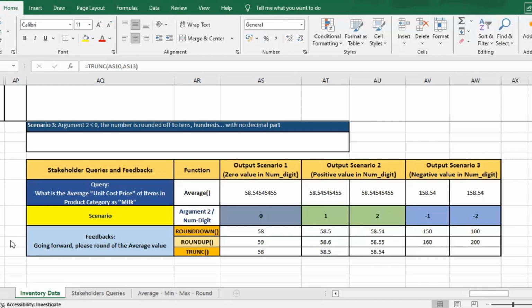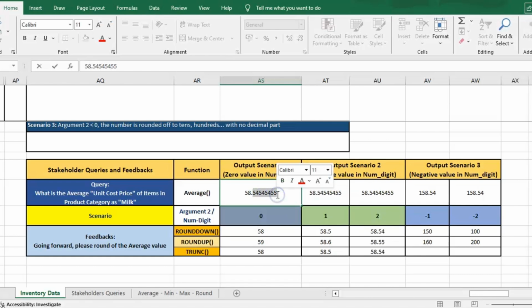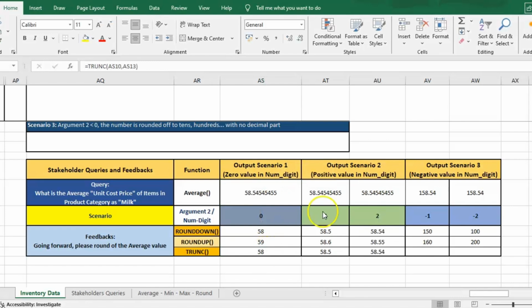Starting with scenario 1, when argument 2 or num_digit is passed as 0, then the TRUNC function simply removes or truncates the decimal part of the input number, and hence we get an output of 58. In scenario 2, where num_digit is assigned a positive value, and in our case we are assigning 1 and 2, num_digit signifies the number of decimal places to be kept, and the remaining decimal part is truncated.